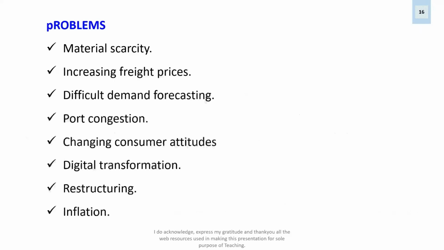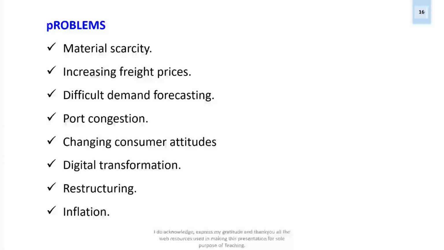The point here is that problems. What are the problems now? Material scarcity. Yes. Increasing freight price. I said that the logistic rates have changed. When the price you bidded, there was a different freight price. Now it's a different freight price. And the freight was from your side. Difficult demand forecasting. Yes, that's the thing. Then port congestions. Yes, your finished goods are lying at the port for 1 month, but still could not be on ship. Changing consumer attitudes.